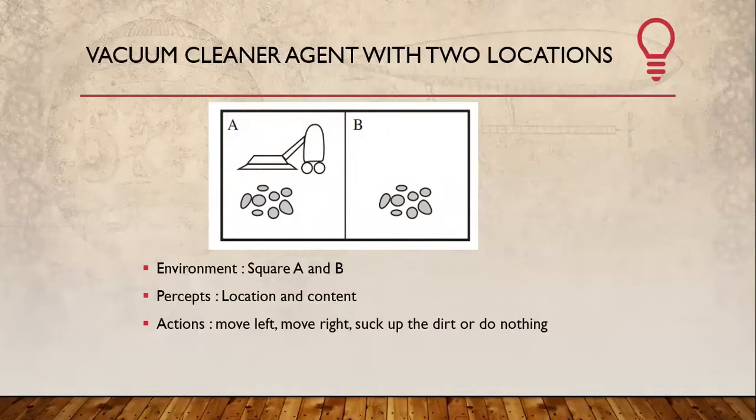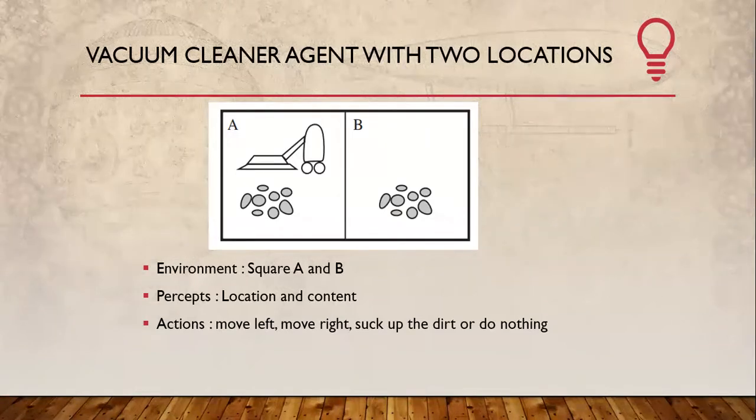Of course you can replace the content with dirt also, but it might also happen that the agent would not find anything. So that could also be the case. And what could be the possible actions, which means what could be the possible output after receiving the percept. The possible output could be either the agent will move left, or move right, or it will suck up the dirt, or it may not do anything. So that's the vacuum cleaner agent with two locations.